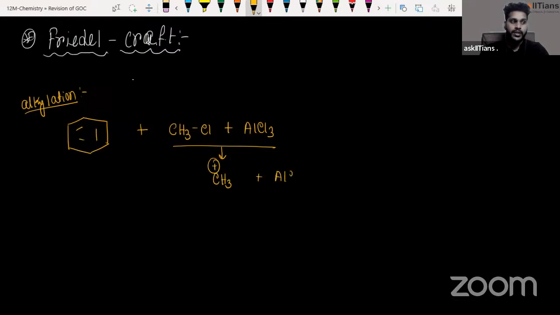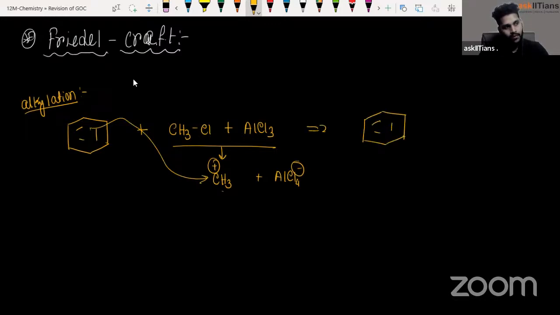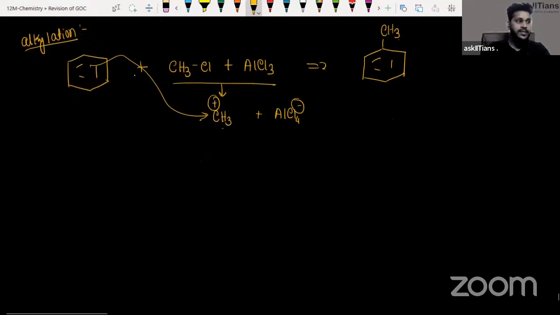So it's an electrophilic substitution, because we do know that benzene is an electron-rich compound. The moment I have CH3 plus, the electrophile, the benzene would go and grab it. So I'd get alkyl benzene. Then we have Friedel-Crafts acylation.